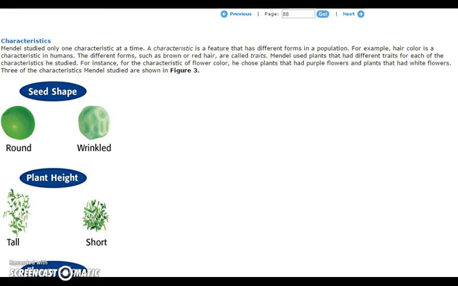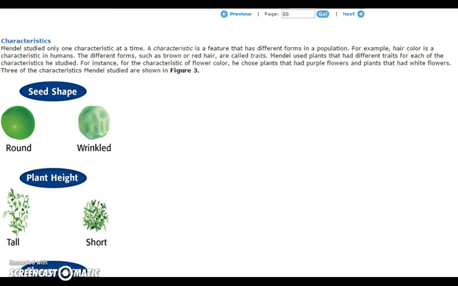Traits can be thought of as characteristics also. A characteristic is a feature that has different forms in a population. So a characteristic could be hair color, eye color, and so on. Now, these are called traits because they could be different. This is an important concept. A characteristic is a feature that has different forms in a population.